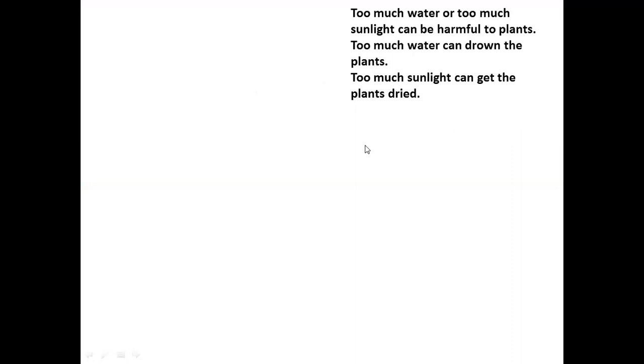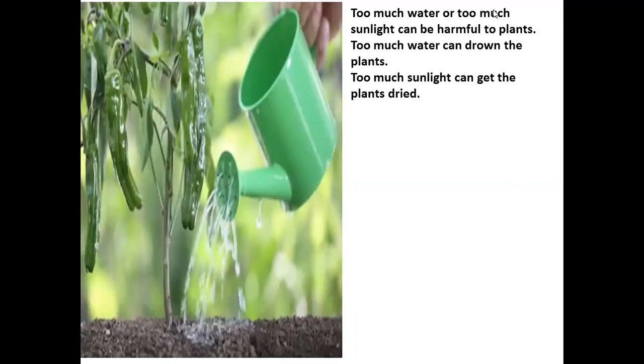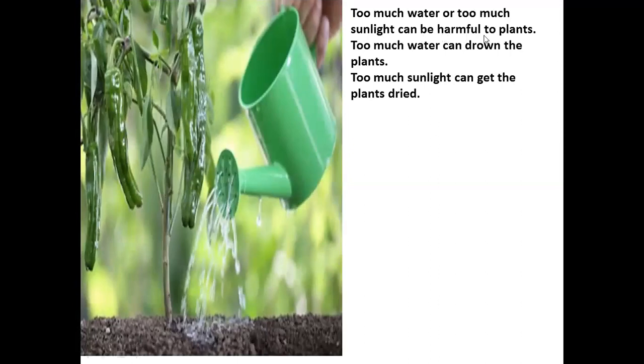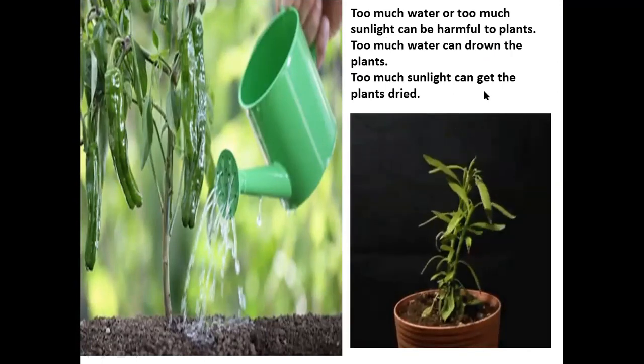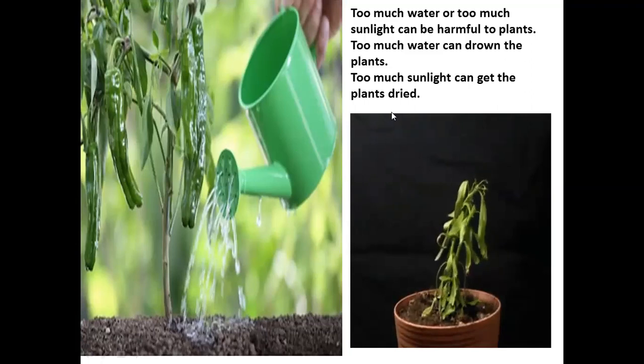Now, too much water and sunlight can be harmful to the plant. Don't water your plant too much, because too much water and sunlight are harmful to the plant. Excess of everything is bad. Too much water can drown the plant. Understood? Look at this plant. And too much sunlight can make the plant dry.